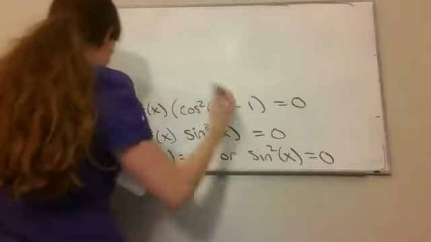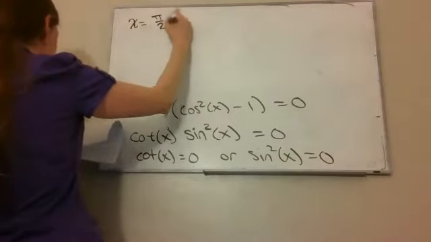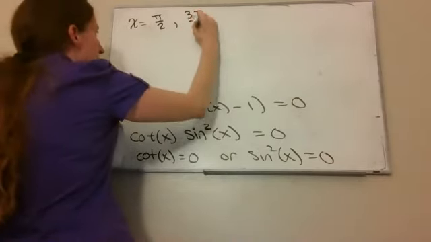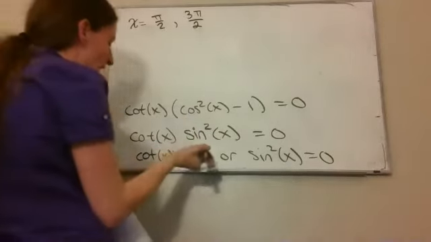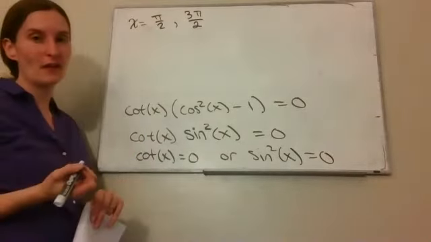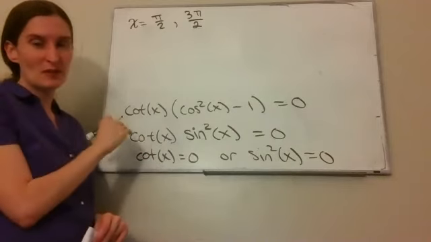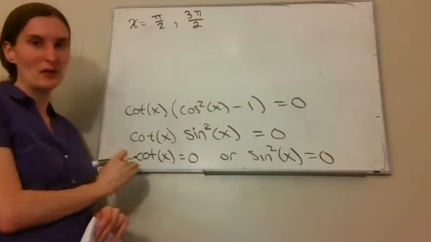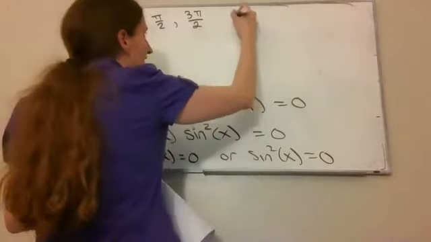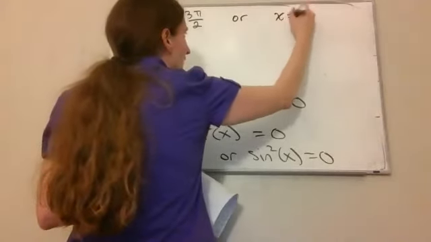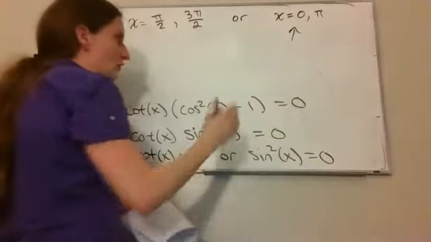Now, my cotangent x is equal to 0 when x is equal to pi over 2 or 3 pi over 2. That's where my cosine is equal to 0, but my sine is not 0. Remember, cotangent is cosine over sine, so we need the top to be 0 and the bottom to not be 0 in order to get a cotangent equal to 0. Now for this guy, sine is equal to 0 when x is equal to 0 or pi, but we don't want these actually in our solution.